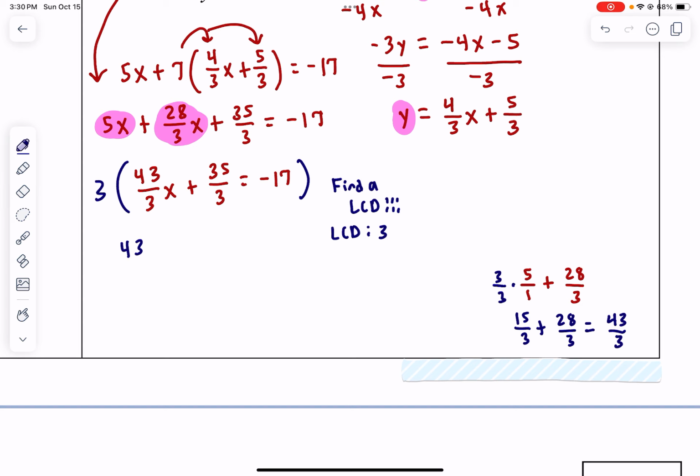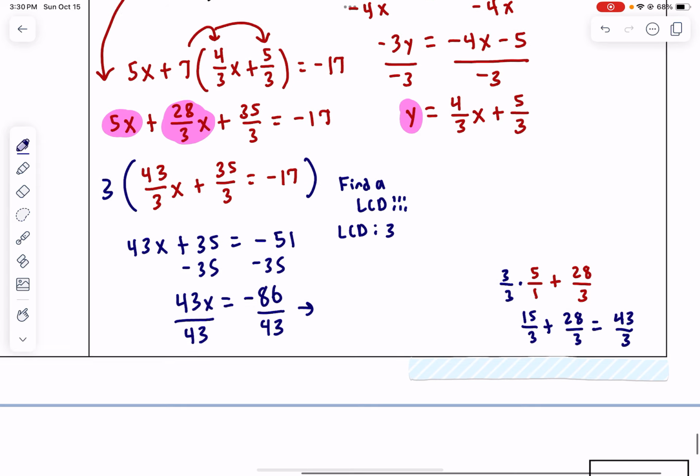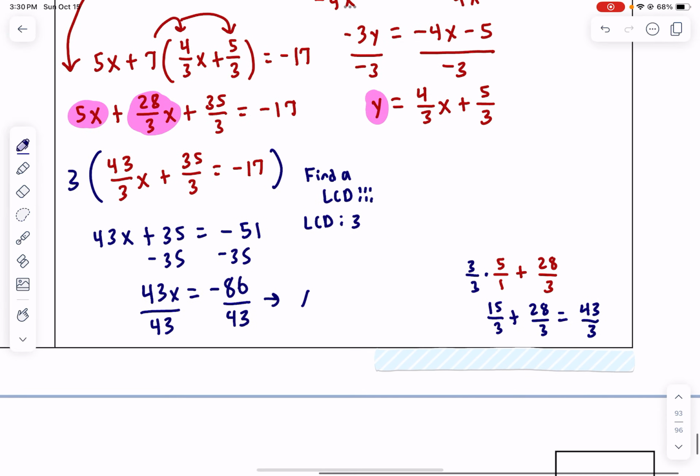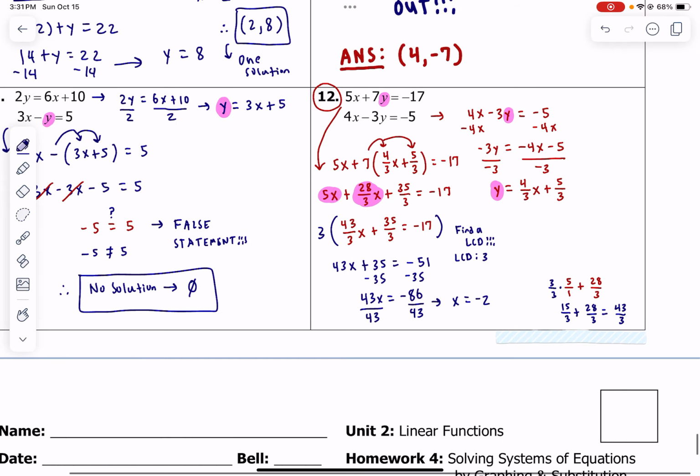You get 43x plus 35 equals 3 times negative 17 is negative 51. Subtract 35, you get 43x equals negative 86. Divide by 43, you get that x equals negative 2. And there you go.